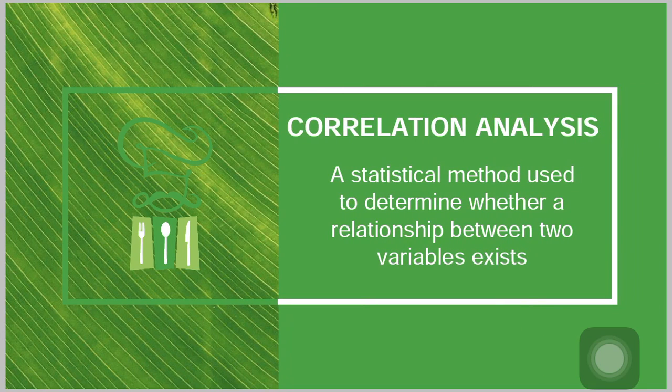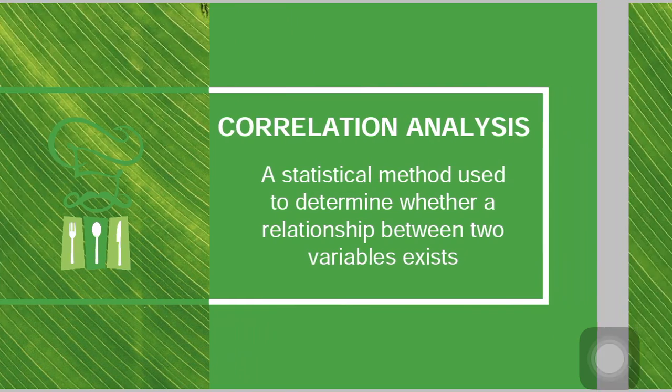Correlation analysis is a statistical method used to determine whether a relationship between two variables exists. For example, if we want to check whether there is a relationship between height and a person's arm span, then that method is called correlation analysis.